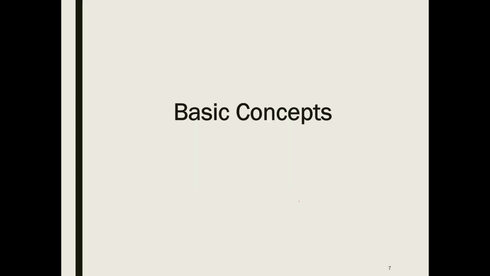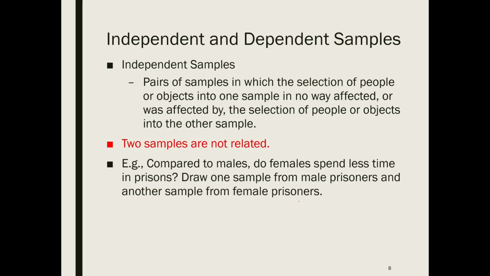Here are some basic concepts in the t-test before we go into an example. One is that we need to distinguish the independent sample and the dependent sample. We talked about dependent variables and independent variables, but dependent samples and independent samples are completely different from the variables. Independent samples basically means the two samples are not related. One must come from one population, another must come from another population, and they are not connected to each other.